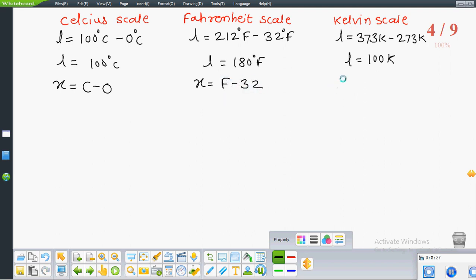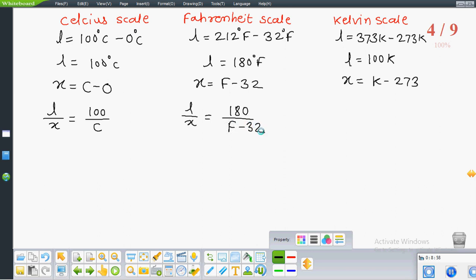In the case of the Kelvin scale, X equals K minus 273, right? So let's take a ratio of L by X. L by X equals 100 degrees centigrade divided by C, where C minus 0 is C. Similarly, in the case of the Fahrenheit scale, the ratio of L by X equals 180 divided by F minus 32.